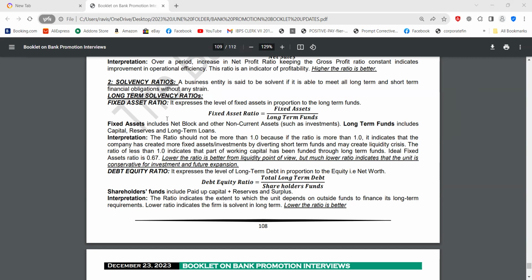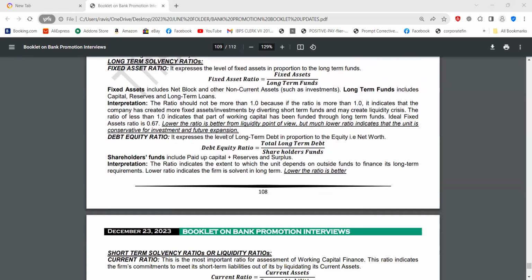First one is fixed asset ratio. That is equal to fixed assets divided by long-term funds. Fixed assets include net block and other non-current assets such as investments. Long-term funds include capital, reserves, and long-term loan.